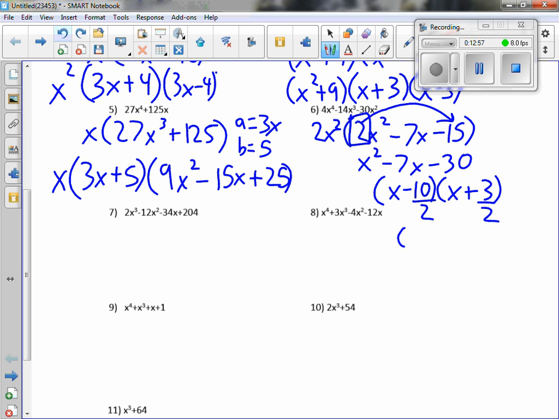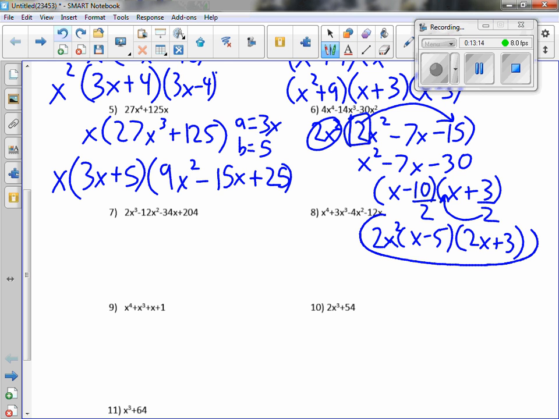We don't like decimals. So instead what we're going to do is take this 2 and push it up in front of x. Bring down your original GCF. And this right here is your final answer. Nothing else can factor.